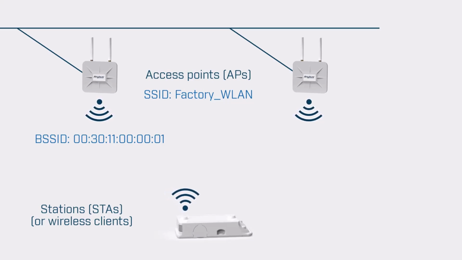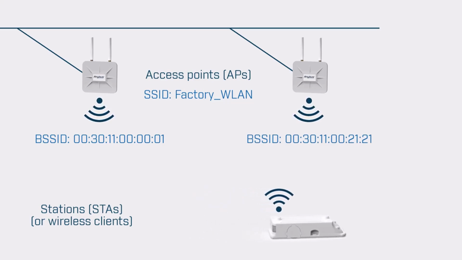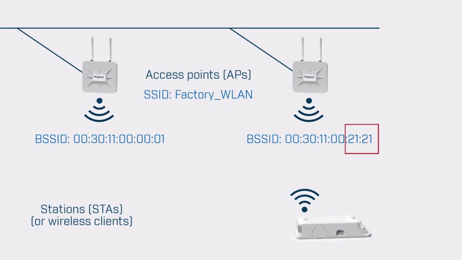When a device moves, it can go out of range of one access point and into the range of another. This process is called roaming. As the device connects to a new access point, the BSSID changes because each access point has a unique BSSID. However, since the network name doesn't change, the SSID remains the same.